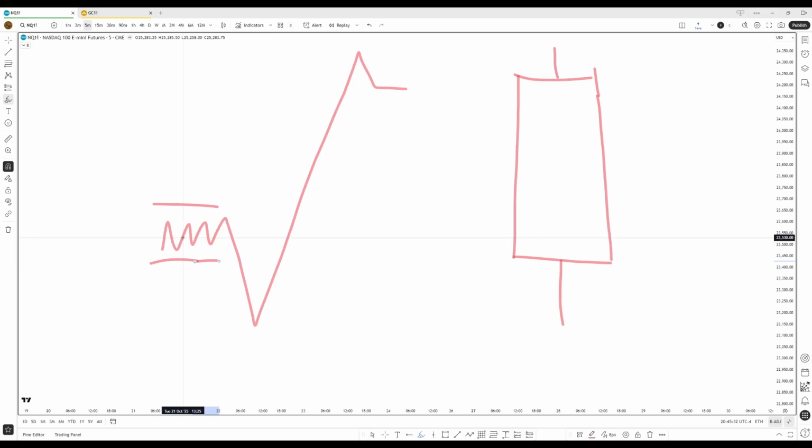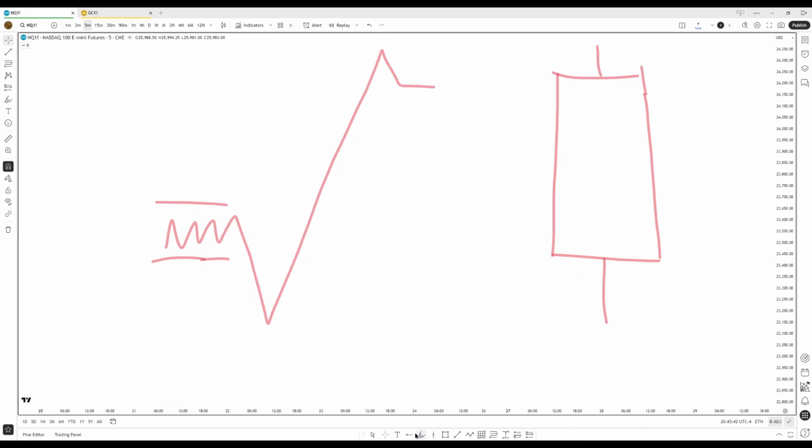Asia, yeah. And so what's the characteristic of Asia? Yeah. So what is that called? Yeah. And it's accumulating, yeah? Yeah. So this is the accumulation phase. So this is A. Accumulation. So what is this right here? Yeah, London. Manipulation phase, yeah.